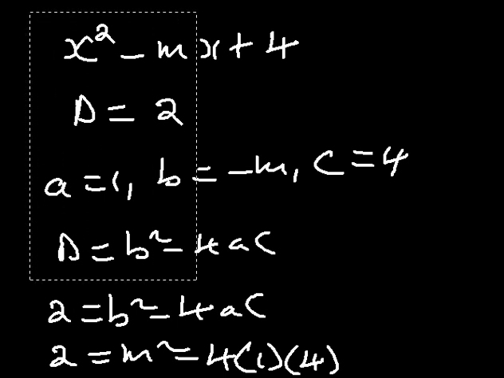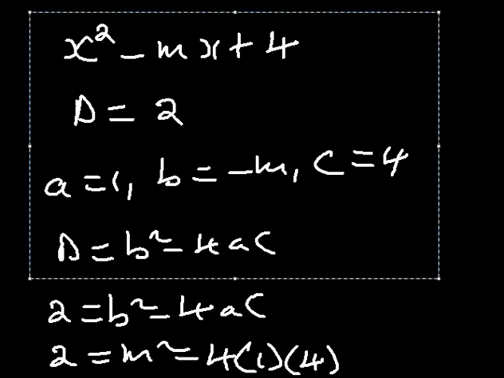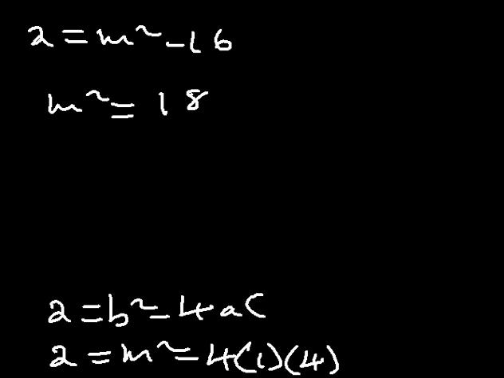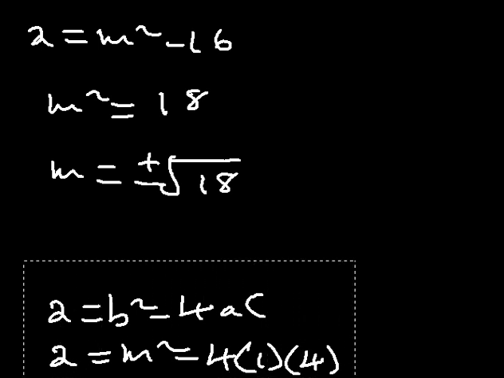So in this case we'll have 2 is equal to m squared minus 16. That will be given as m squared is equal to 18. Therefore m will be given as the square root of plus or minus 18. So that's how we should solve for m in that case.